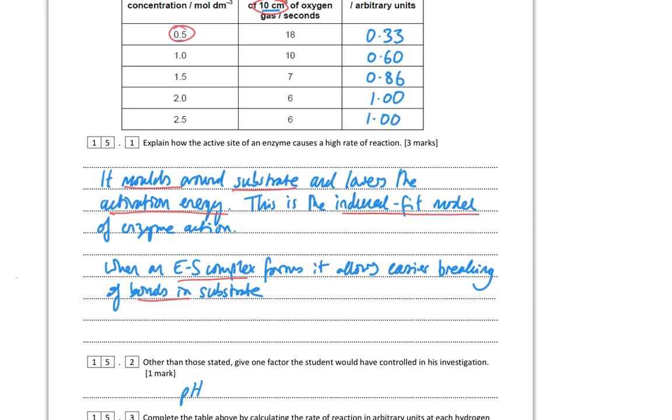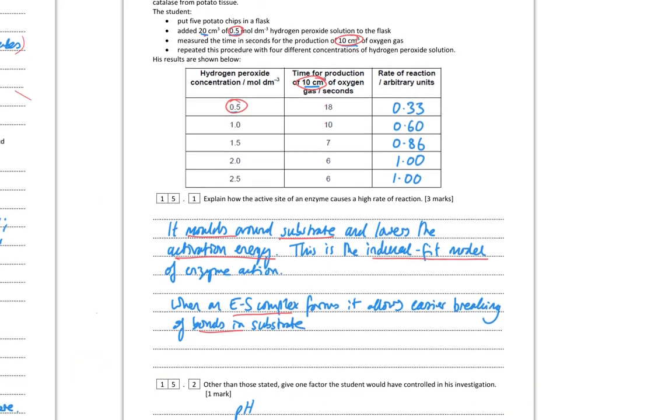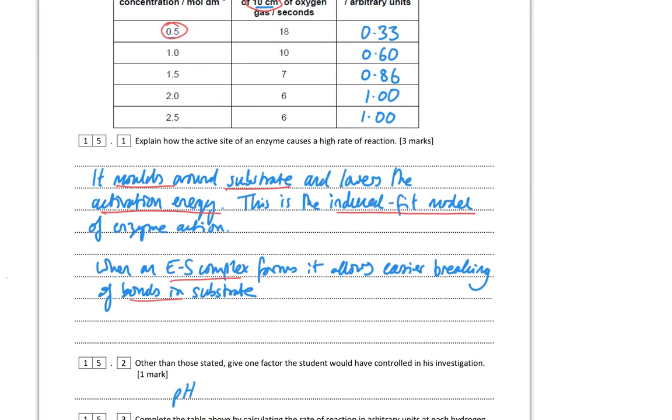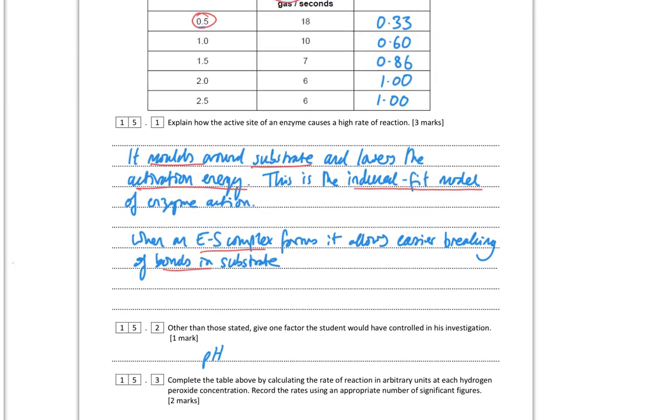What other things could they have controlled? You could put temperature down. I put pH, or anything about the potato, age. Probably not size of potato, but you can say like age, or I don't want to say species of potato, I want to say the breed of the potato. Anyway, stick to pH or temperature, and then complete the table.